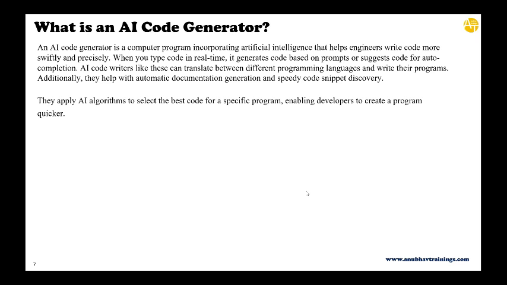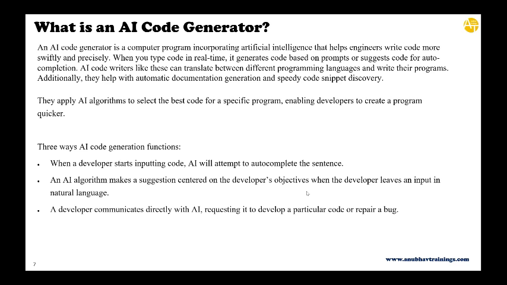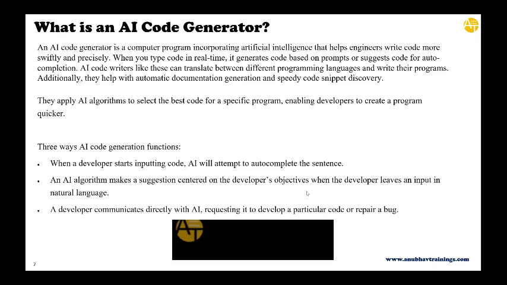Now, AI algorithms apply to selective code to give you the best performance and more optimized code, which perhaps someone may not be able to think through or write. It enables developers to create programs much quicker, hence adding efficiency. There are three ways AI code generation functions.